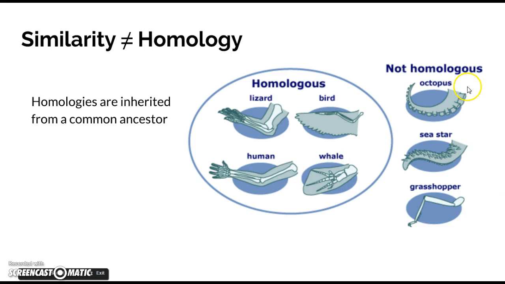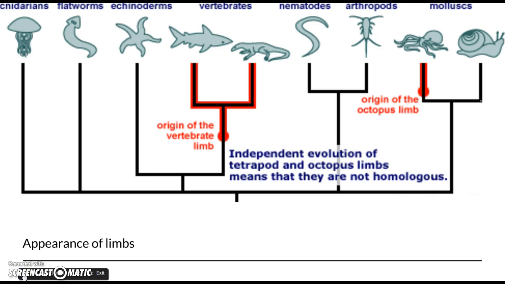Interesting question to think about. Are octopus and sea stars, are they homologous structures? Well, let's go back and look. Here we go. So here are echinoderms, sea stars. Here are the mollusks. Are their limbs homologous? No, they're not, because cephalopods evolved their limbs over here well after their division from echinoderms.